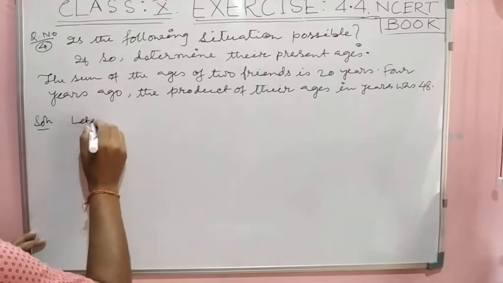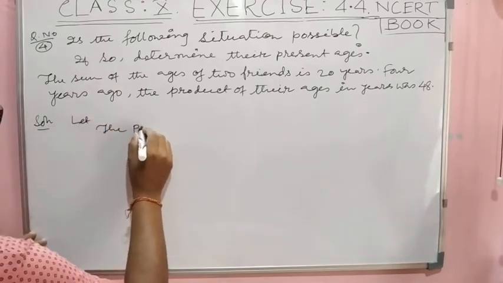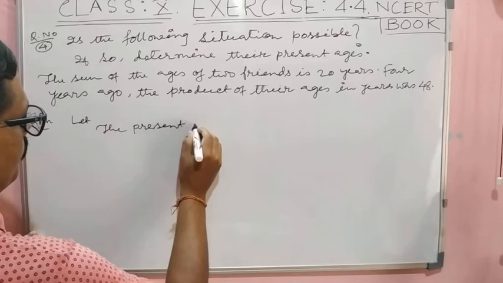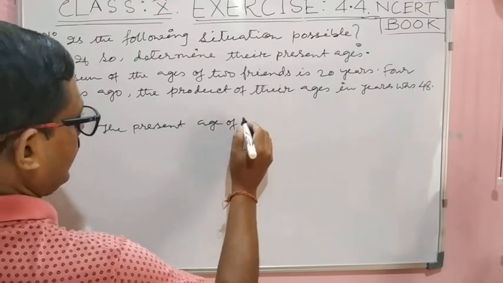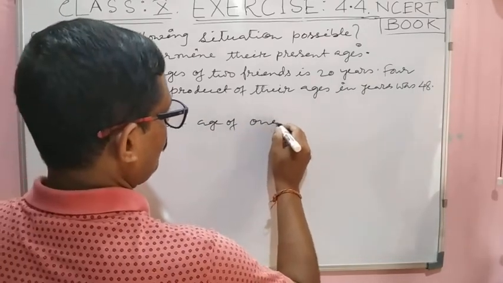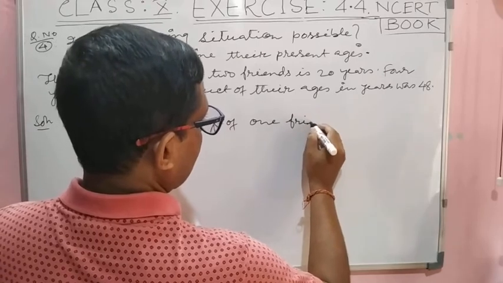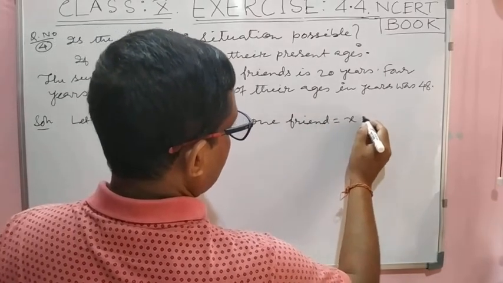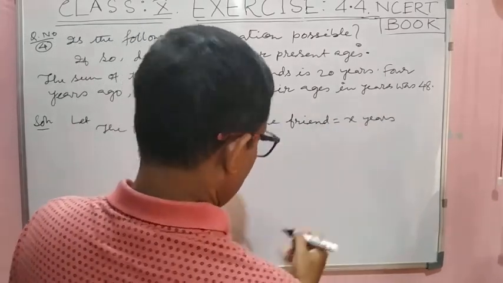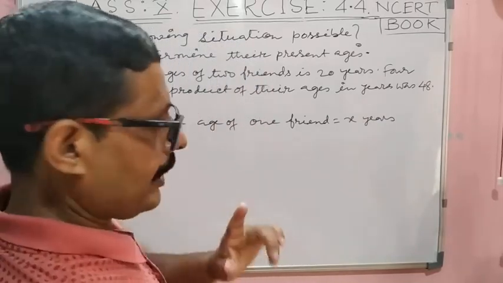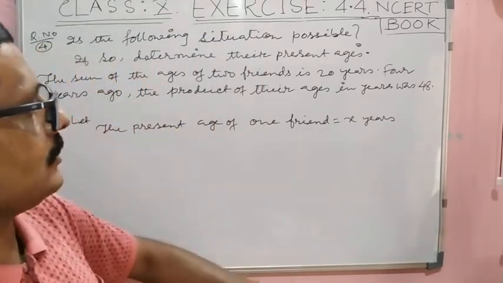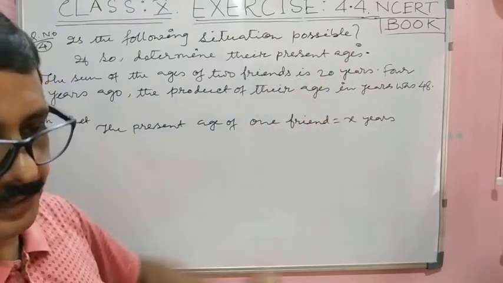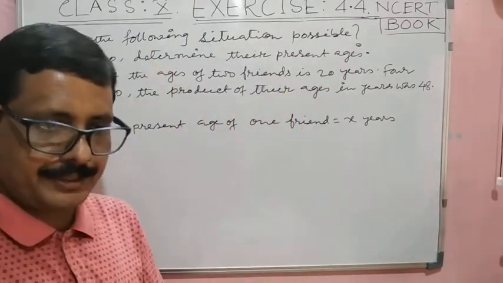Let the present age of one friend equal x years. तो हमने मान लिया एक फ्रेंड का एज x years, दोनों का टोटल था 20, दोनों मिल के 20 है.